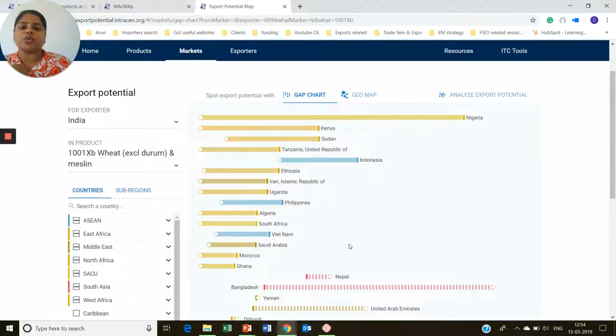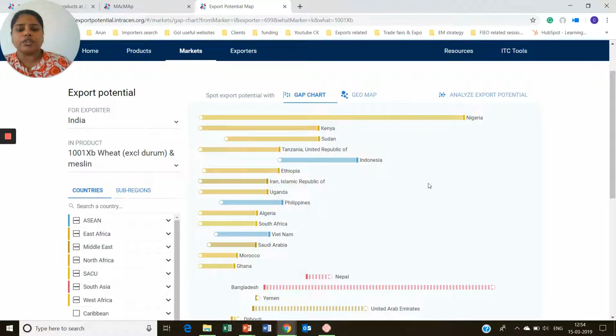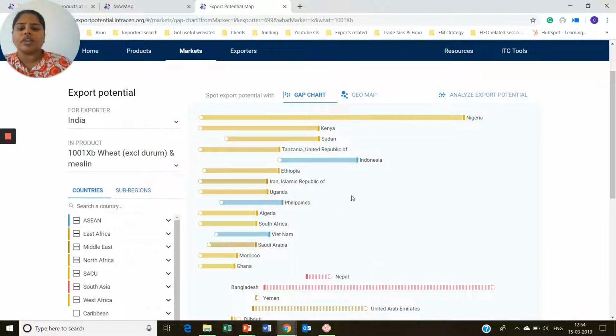But as a new exporter, you can focus on, as we saw, Uganda. Past performance is showing good growth, and the future also shows good growth. So Nigeria, Kenya, Sudan, you can see a common point here: African countries have a good opportunity for this product. So you should develop a strategy or marketing plan which focuses on the African continent for your product.